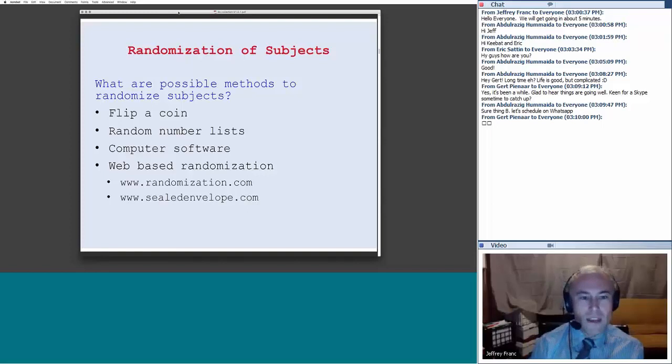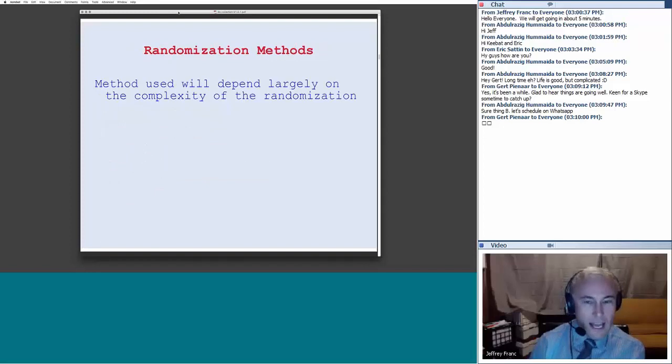So we need to decide before we conduct our study which of these methods we're going to use to randomize our subjects, and we need to describe that very well in the methods. And the method that you use to conduct this randomization really largely depends on the complexity of the randomization scheme of your study design.